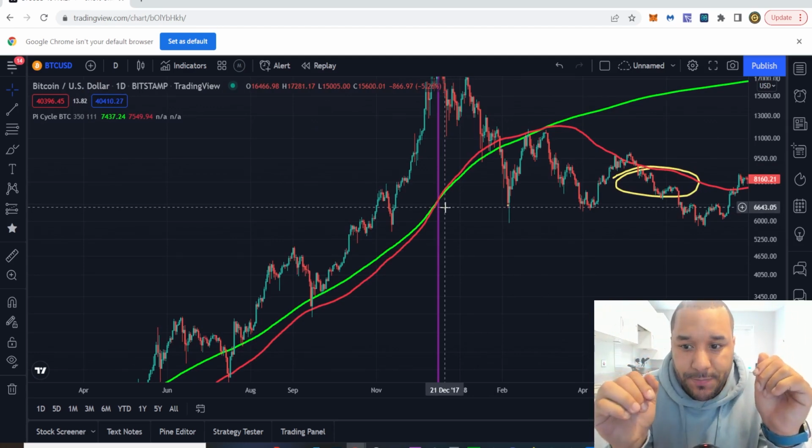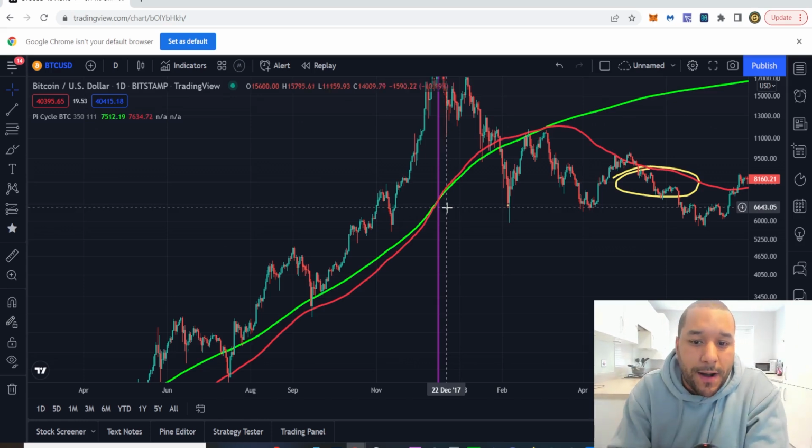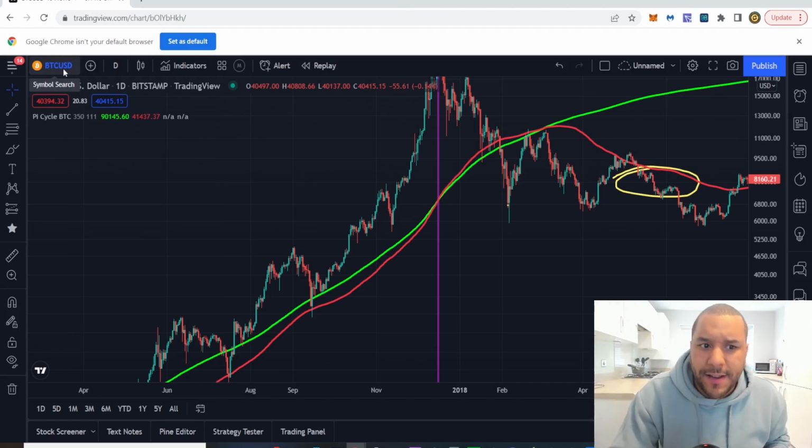Guys, pay attention to this because this is a powerful chart that you can use to know exactly when the top of the market is coming in. If you want to grab the Bitcoin chart, TradingView is free. Try it, check it out.